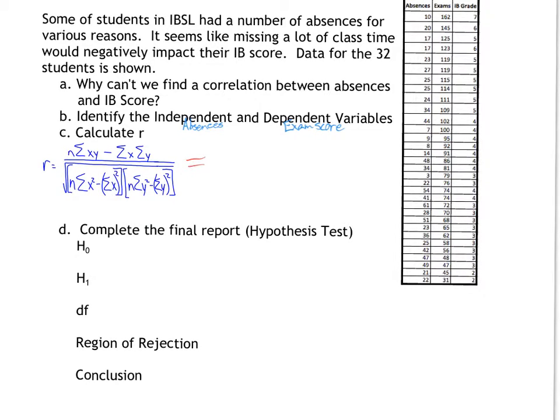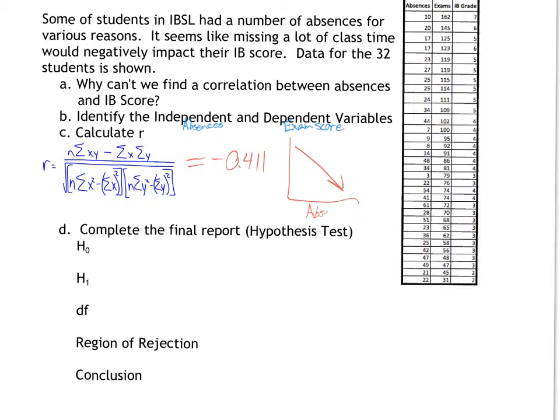We should get a negative 0.411, which made sense because we would expect that as the number of absences increases, the IB exam grade is going to decrease. So it should have a general downward trend.